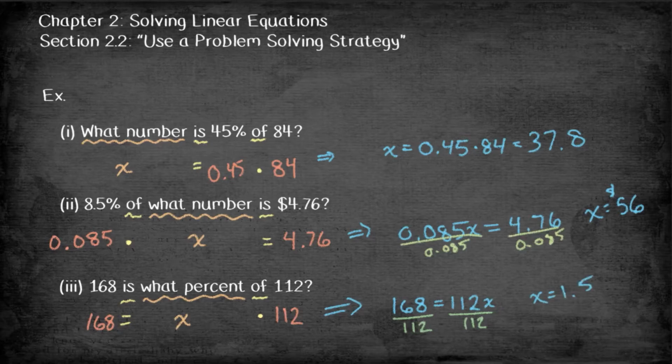But remember, we're being asked what percent. And in these equations, we're always using the number as a decimal rather than a percent. So this 1.5 is the decimal, which means we have to convert it to a percent. So we do that by multiplying by 100 and adding the percent symbol.